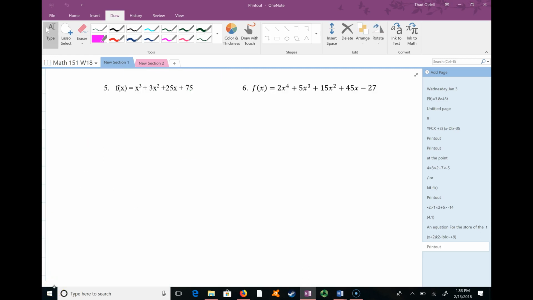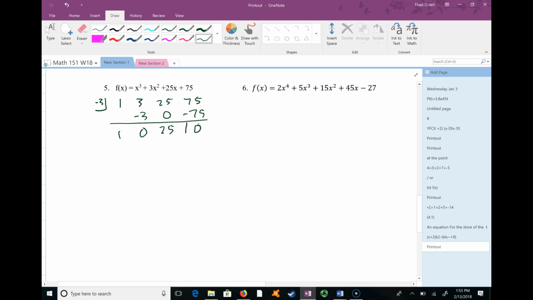Okay, so here's another example. I've already graphed this and saw that it looks like it crosses at negative 3, so I'm going to try negative 3. So I put a little negative 3 in the box, and I put a 1, a 3, a 25, and a 75. Then I run the division, so that would be 1, negative 3, 0, 0 plus 25 is 25, and negative 3 times 25 would be negative 75, which of course gives me 0.